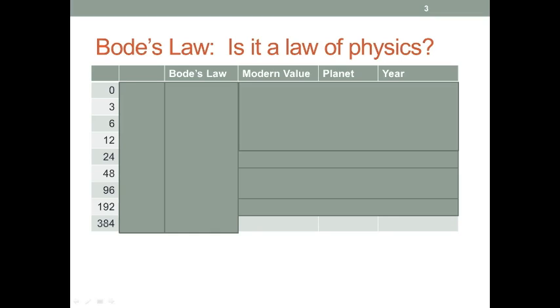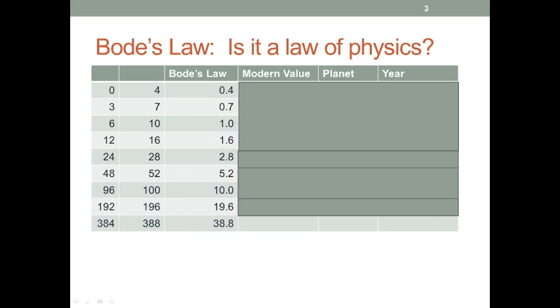So, Bode's law. To begin with, for Bode's law, we write 0 and 3. And then every other number after that is double the previous. So 3 times 2 is 6, 6 times 2 is 12, 12 times 2 is 24, and we continue downward to 384. We then take these numbers and add 4: 4, 7, 10, 16, 28, 52, and so on down. The last step to actually get to Bode's law is dividing by 10.